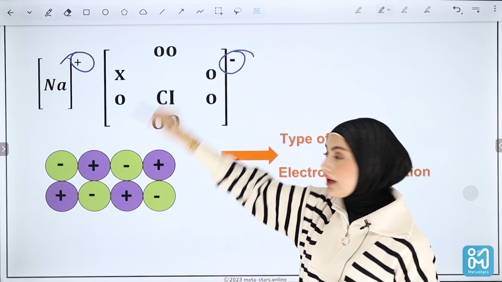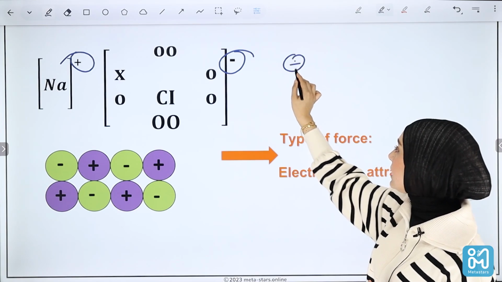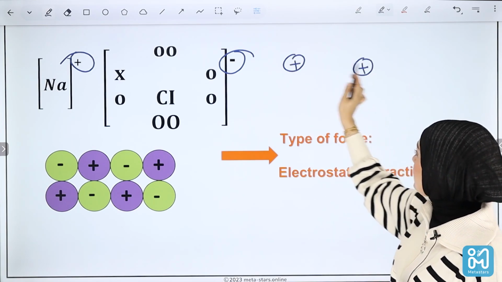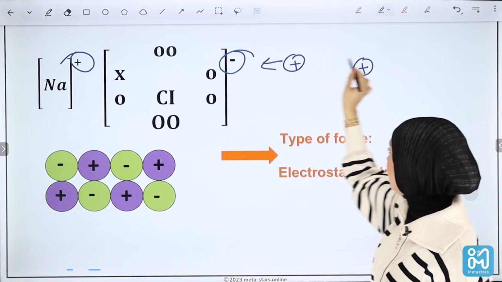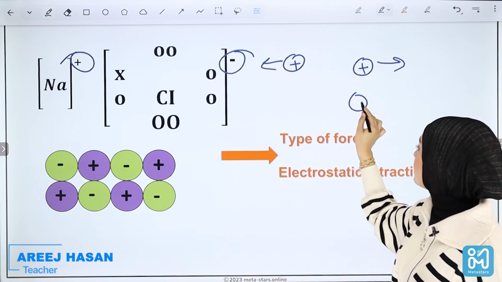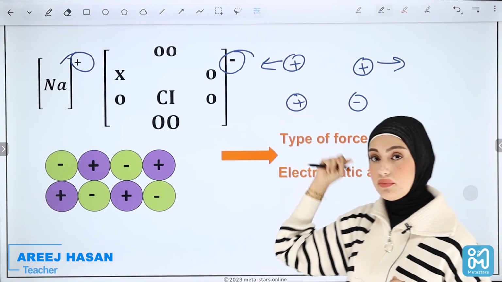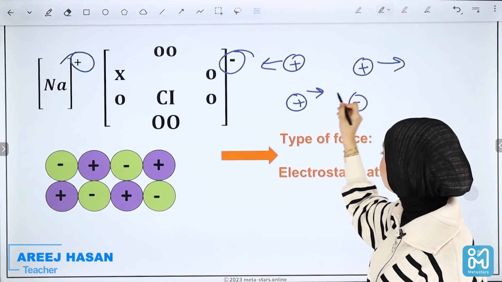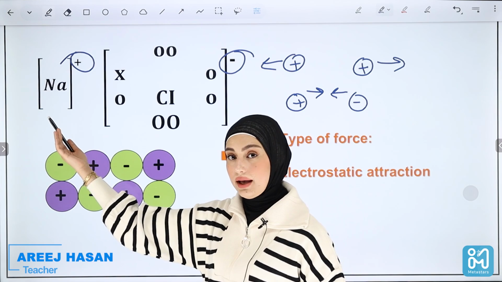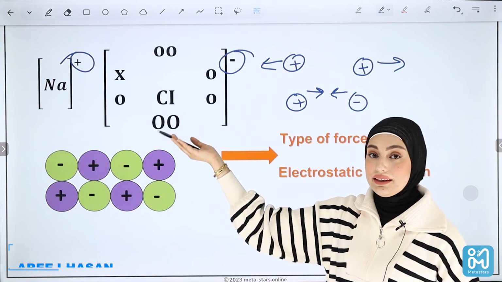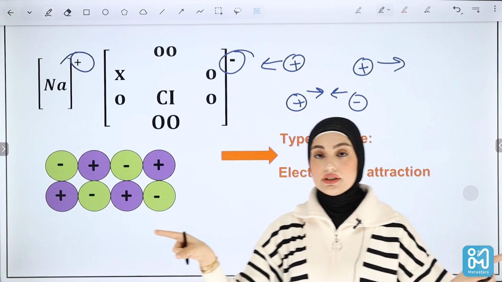Now, after sodium lost this electron, sodium holds a positive charge, and after chlorine gained this electron, the charge is negative. And as you know from physics, when we are talking about charged particles, positive and positive have the same charge, they will repel. While particles that have opposite charge, like positive and negative, they will attract. And that's exactly what happens between the sodium ion and the chloride ion. They attract each other because they have opposite charges.